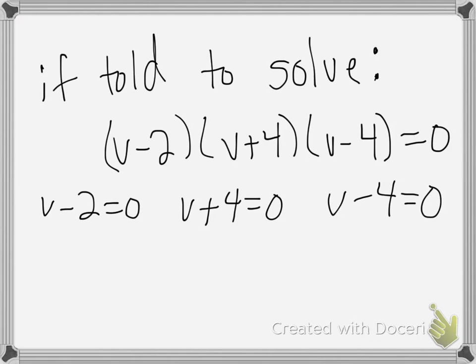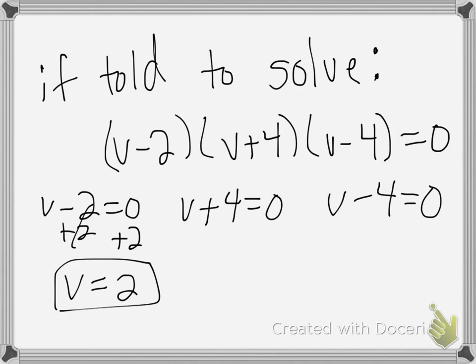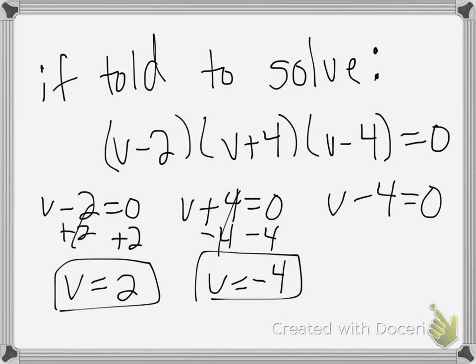Now I'm just solving these three equations for v. First one, how do I get v by itself? Add 2 to both sides. So what does v equal here? 2. You okay with that? For the next one, how do I get v by itself? Subtract 4 from both sides. What does v equal here? Negative 4. And the last one? Add 4 to both sides. V equals 4.